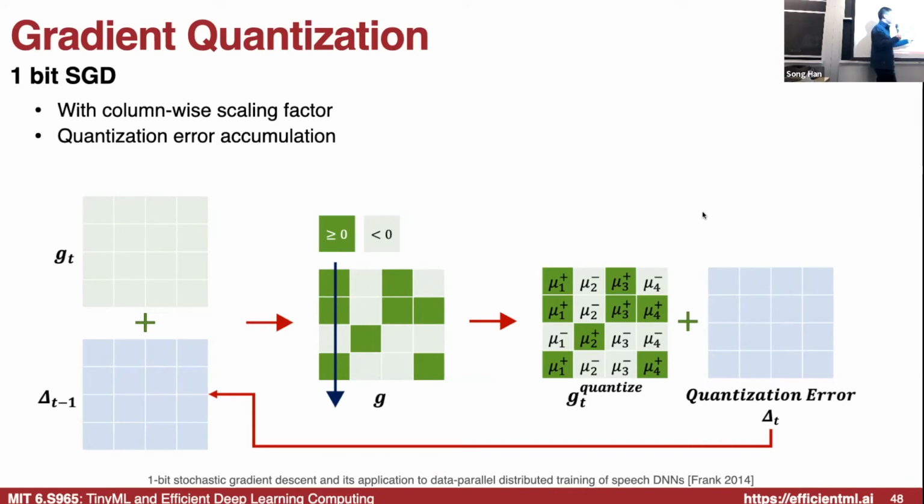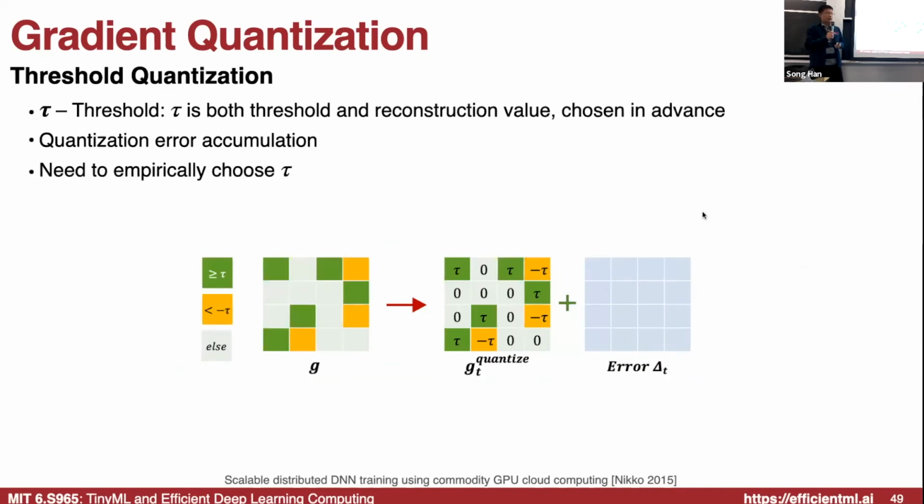Of course, using this quantized matrix, we will have quantization error. So the quantization error will be accumulated to the original gradient.